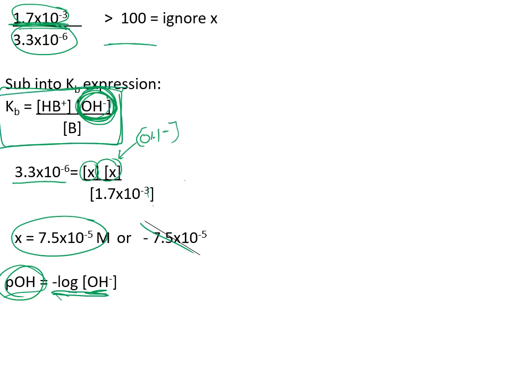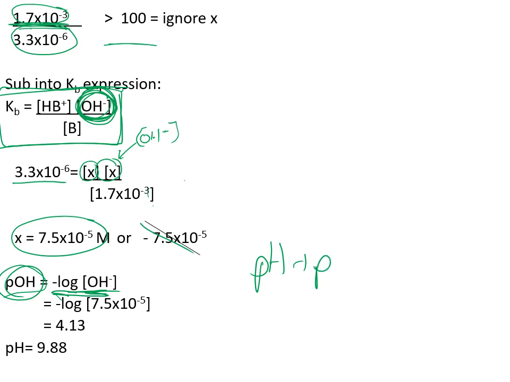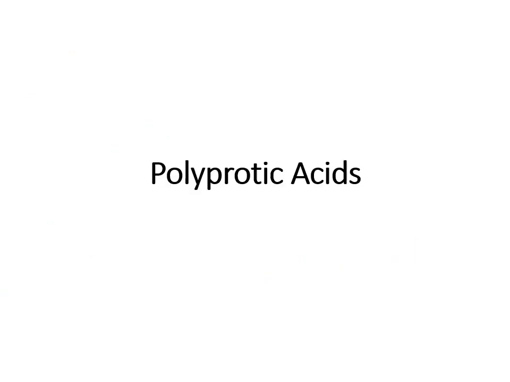So when I take the negative log of it, I get the pOH, which is 4.13, not the pH, the pOH. If I then want to know the pH, I know that my pH plus my pOH equals 14, and therefore, if my pOH is 4.13, then my pH must be 9.88.